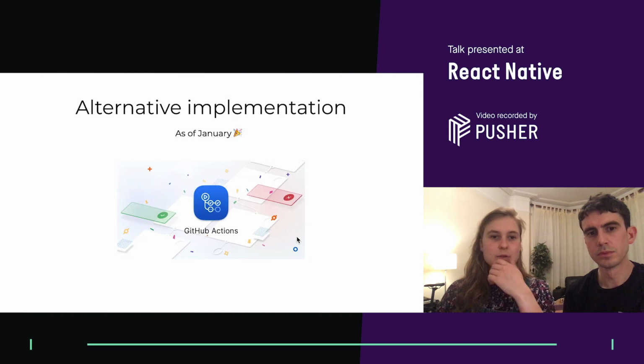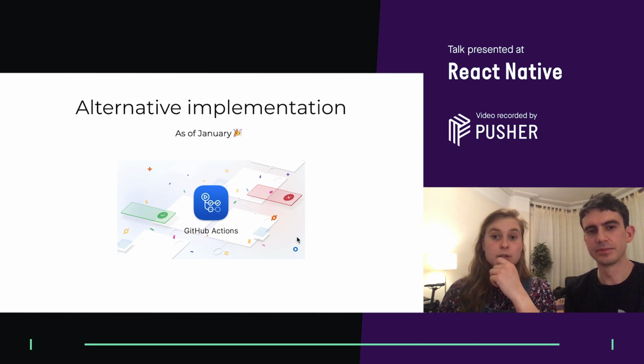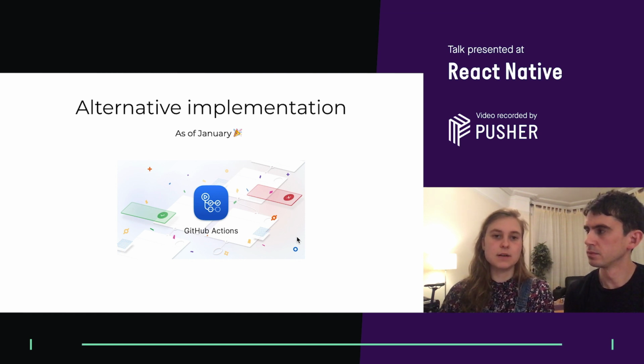So that seems quite involved. It was in the end. As of January, there are now GitHub Actions for code push. So now you can do arbitrary actions with the App Center command line interface. So if you're going to try out this implementation, I would recommend looking into that implementation.